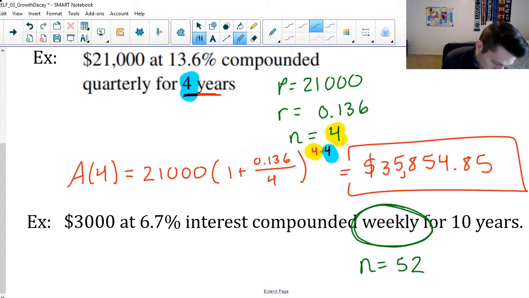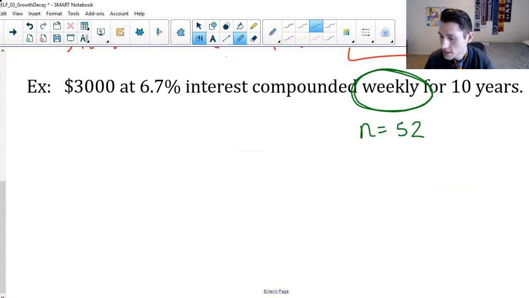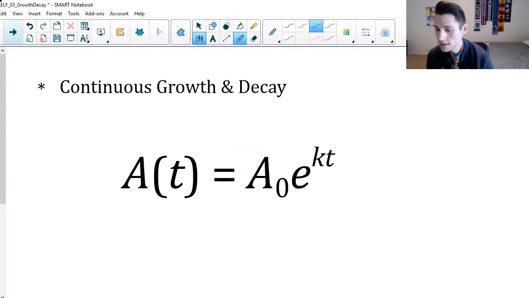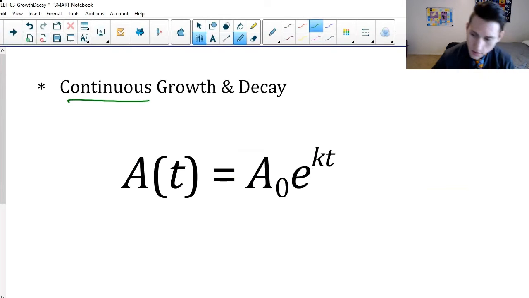Right, so we would do the same calculation. But that's boring. That's stuff we already know. Let's go on to a slightly different format of problem. Right, this is where we start to get to the good stuff, in talking about continuous growth and decay.